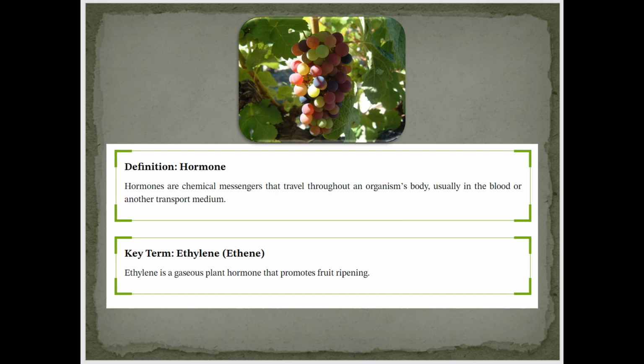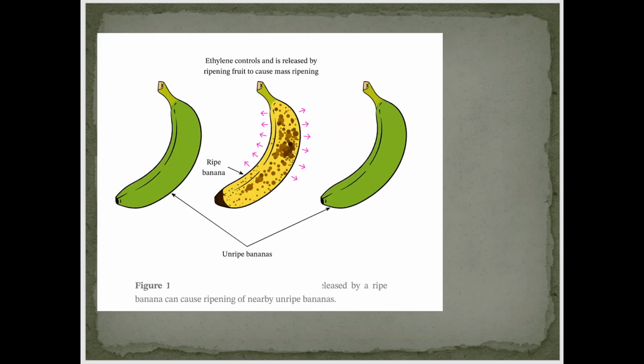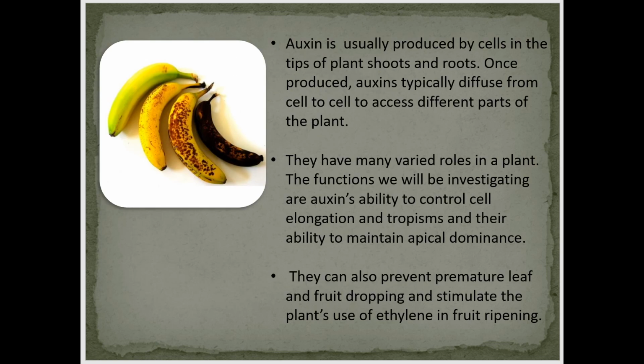And hormones are chemical messengers that travel throughout the organism's body, usually in blood or another transporting medium. One of the key points for ethylene: ethylene is a gaseous plant growth hormone that promotes ripening for fruits like grapefruits and parthenocarpic fruits. In bananas it is controlled and released by ripening fruits to cause mass ripening. The previous slide told how a ripened banana exudes or spreads ethylene gas, one of the major processes, right? And auxin is usually produced by the cells in the tip of plant shoots and roots. Once produced, auxin typically diffuses from cell to cell across different parts of the plant.